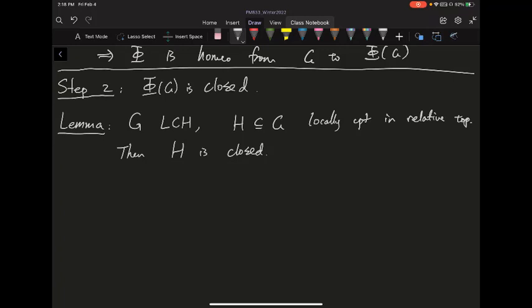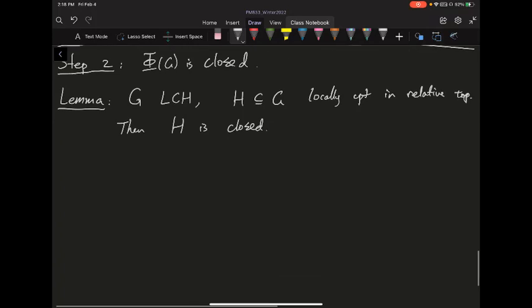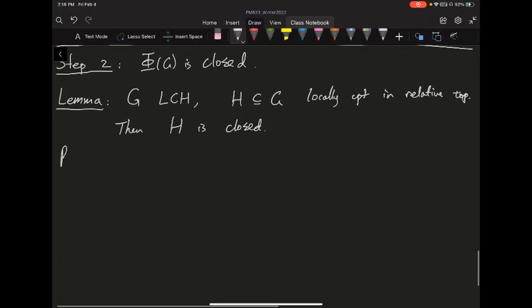So in fact, as long as you have a locally compact subgroup in the relative topology of a locally compact Hausdorff group, then your subgroup is automatically closed. Okay, so essentially we just need to prove the following technical lemma. So let's try to prove this.